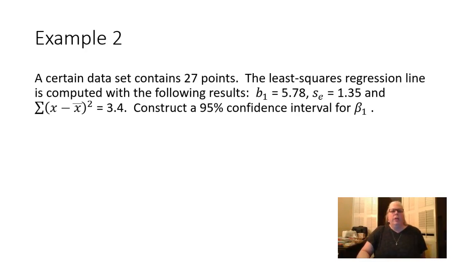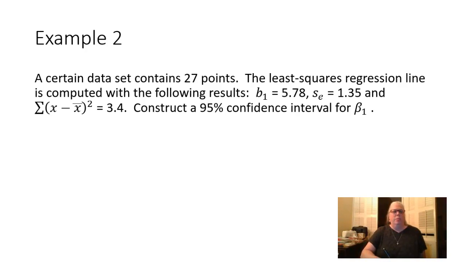Example 2: a certain data set contains 27 points. The least squares regression line is computed with the following results. B1, the slope, is 5.78. The standard error of the residuals, S sub E, is 1.35. And the sum of the squares of the x's is 3.4. We're going to construct a 95% confidence interval for B1.